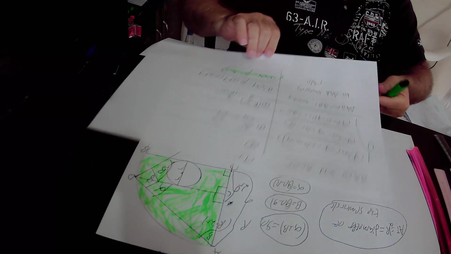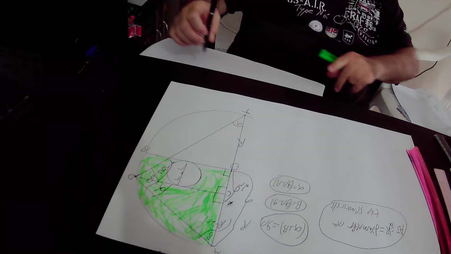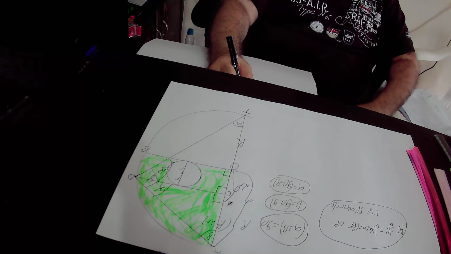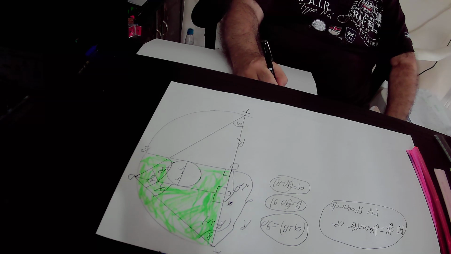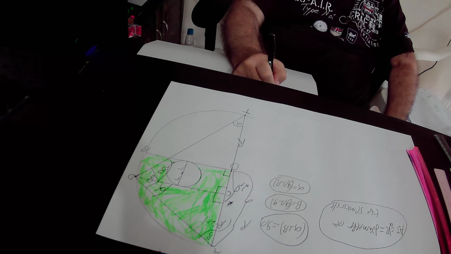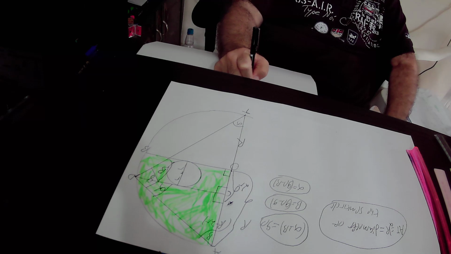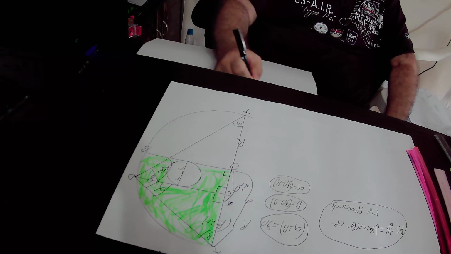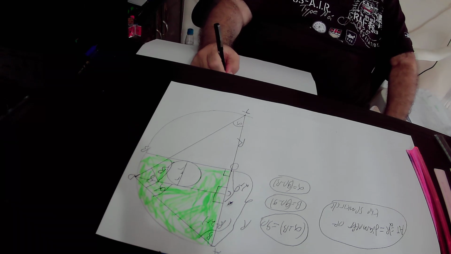But what is the area of the green shape? The area of the green shape equals the area of the quarter circle minus the area of the small circle.